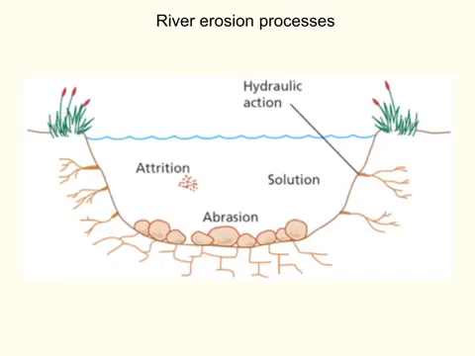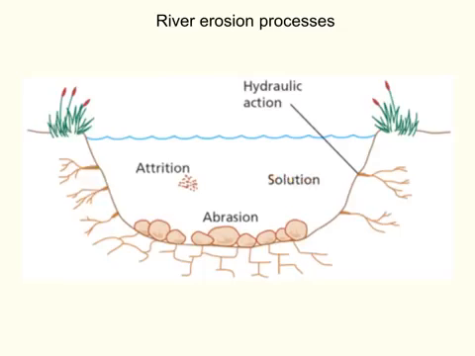So you can see, for example, this one here has become more rounded than this one here, and it's smaller. That means attrition might have worked on it more. So attrition is a process that works on the actual sediment and not the actual banks or the bed of the river itself. Lastly, we have solution.